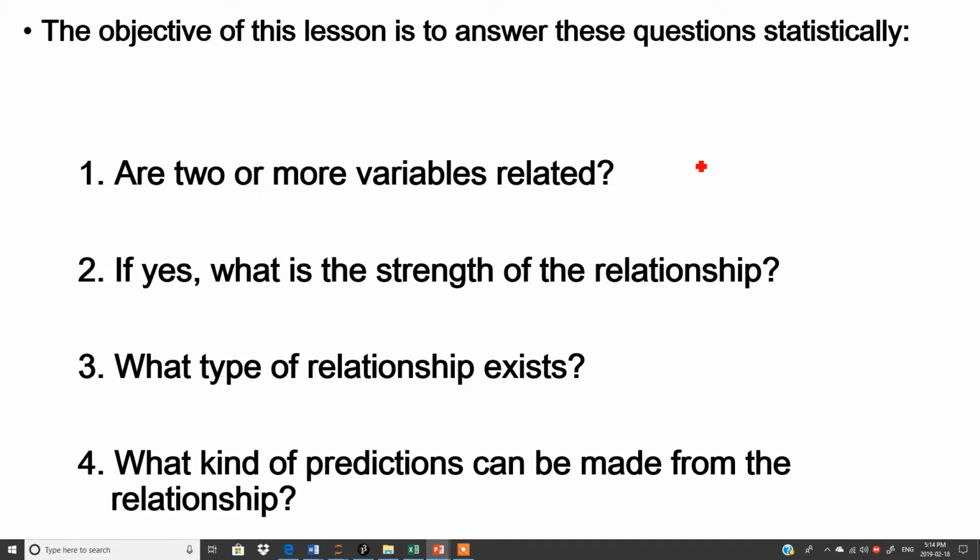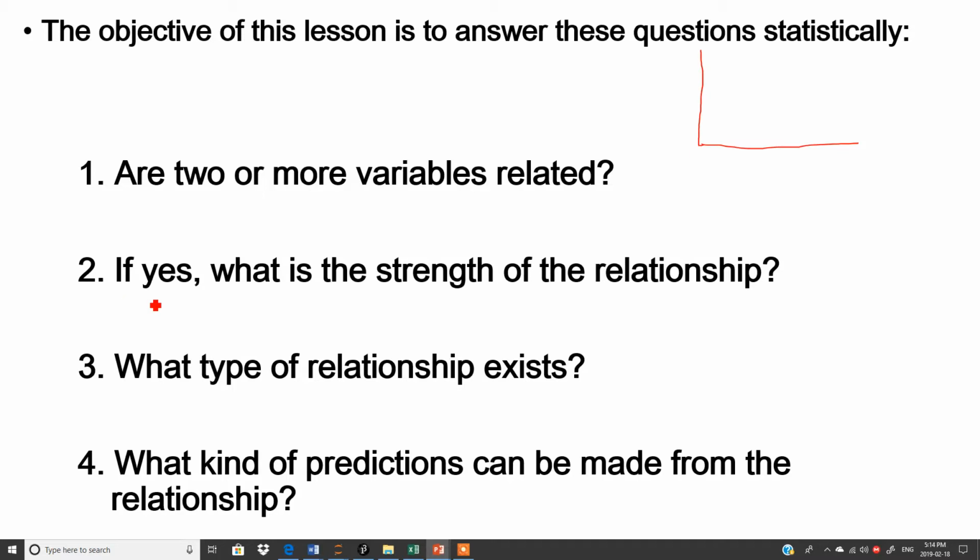Because we are discussing correlation between two variables, one variable we have to take on the x-axis, which is the independent variable, and one variable we take on the y-axis, which is the dependent variable. So in correlation, we have to discuss these four questions, or these 4 points, in order to understand the concept of correlation. So the first is, are two or more variables related, independent or dependent variables?